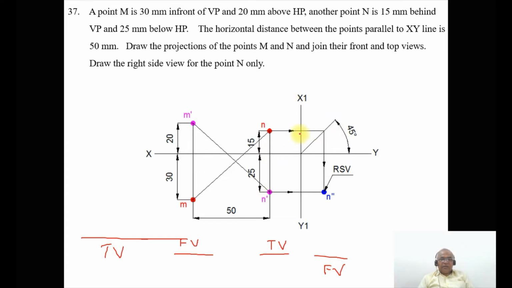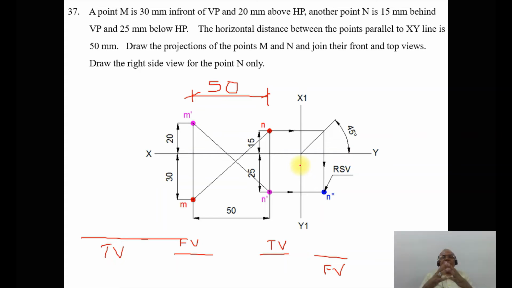We know the horizontal distance between the points parallel to XY line. This distance is the one he is talking about, 50 mm. So this is the projector of M and this is the projector of N. Once you fix this, then you can mark these two. So this is how you will be able to analyze this.